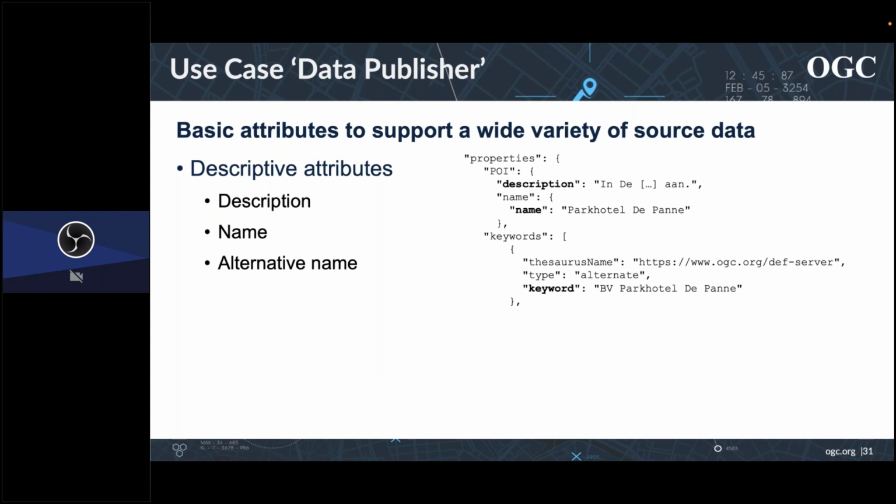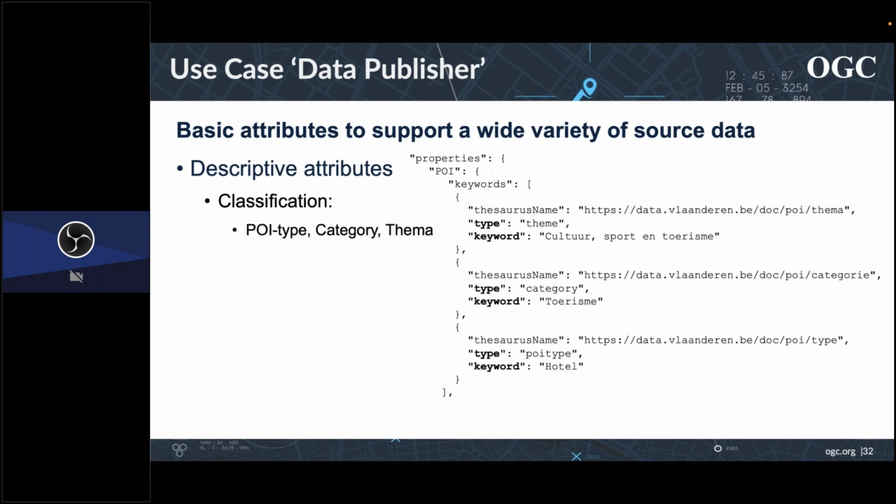And in the next slide, you'll see that we also have some classification types. We have 3 levels of classification, and these are also modeled as keywords. And those keywords are represented in a code list that is available, or should in the future be available, on a public domain.